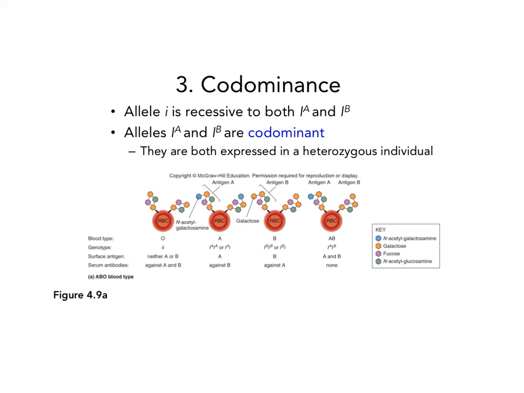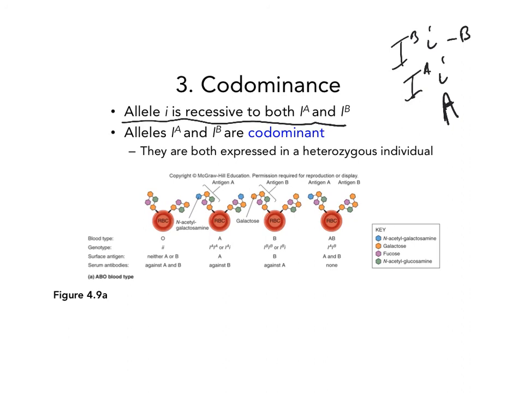Now, what's happening here is that you've got a situation of codominance. This, in terms of the relationship of the little i allele to both IA and IB, is classic dominance recessiveness. So every time you have IA and little i, that means your blood type is where you're producing the A antigen on the surface of your red blood cells. The same goes if you're IB and little i. Now you're not producing A, but you're going to produce B antigen.